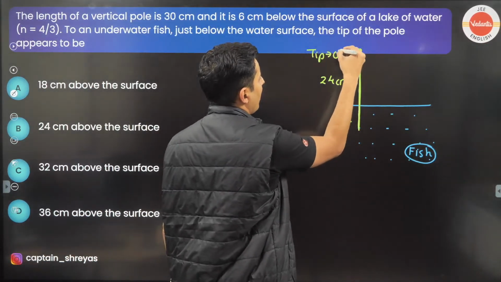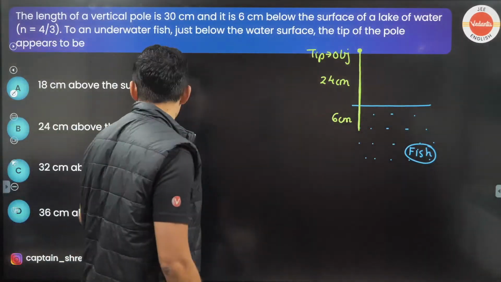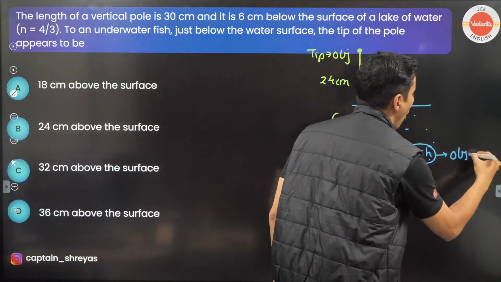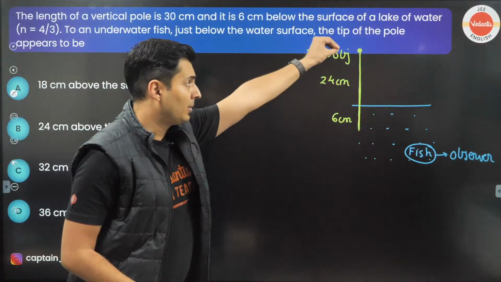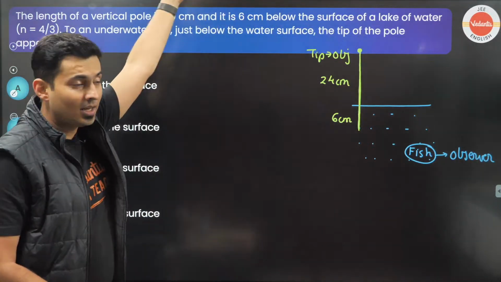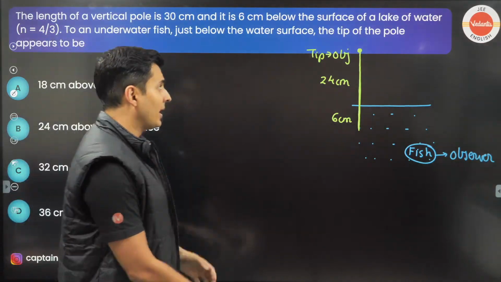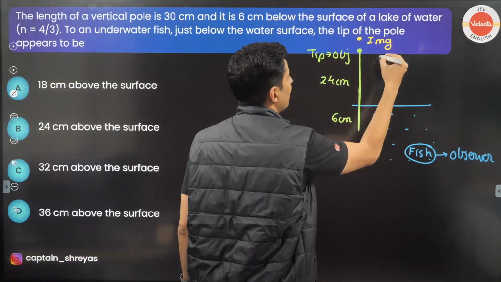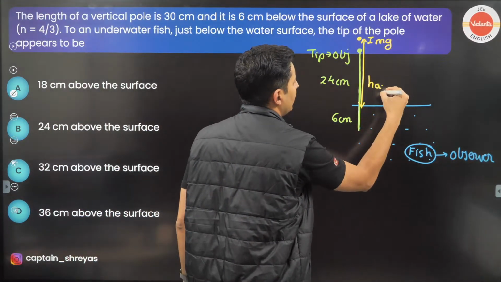That tip becomes my object. And if this fish now becomes the observer, when you look at a rarer medium, that point appears really far away. Where does it appear? It appears far away. So the image will be formed over here, and this then will be your apparent height.